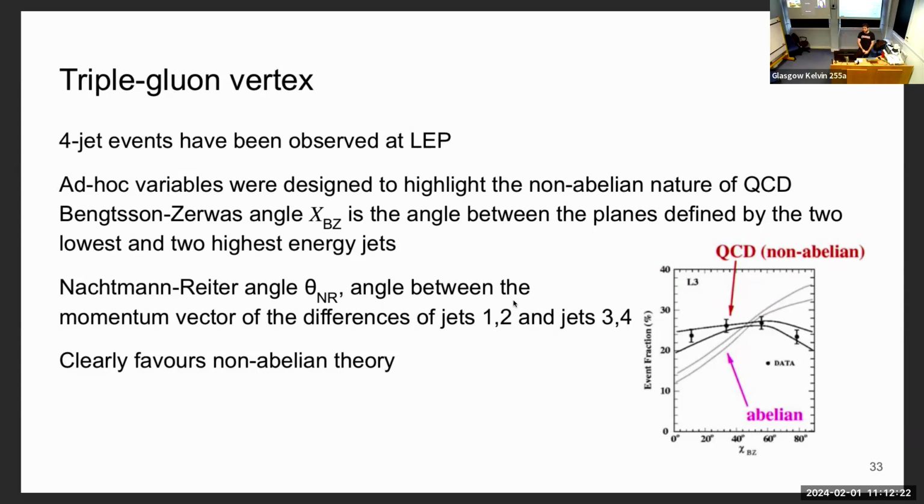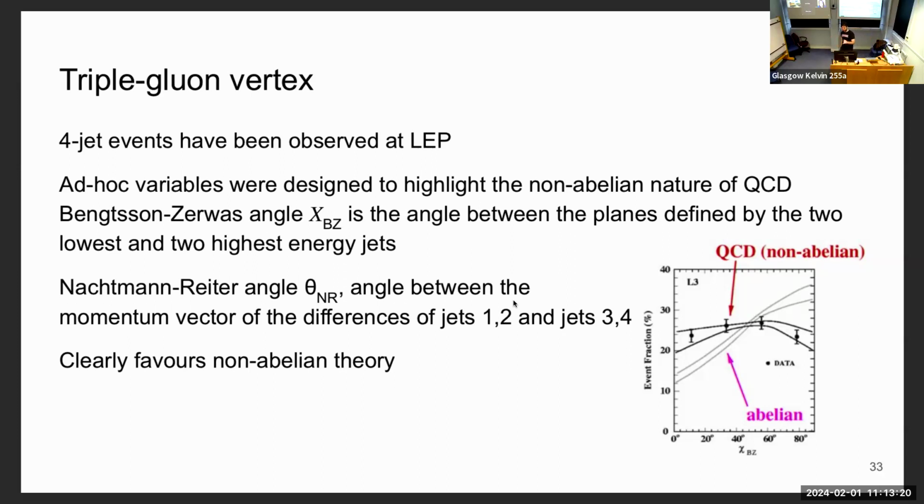So if there is a triple gluon vertex, it means that we have even 4-jet events, which were observed for the first time at LEP, where people designed some very useful variables to study this non-abelian nature of QCD, like the Bengtsson-Zerwas angle or the Nachtmann-Reiter angle, which are represented here. If you have 4 jets in the final state, you can build the planes defined by the 2 lowest and the 2 highest energy jets, and measure the angle between these 2 planes. The Nachtmann-Reiter is the angle between the momentum vector difference of jets 1 and 2, and jets 3 and 4.